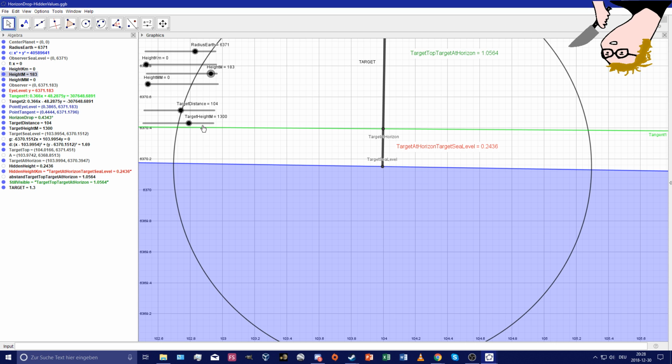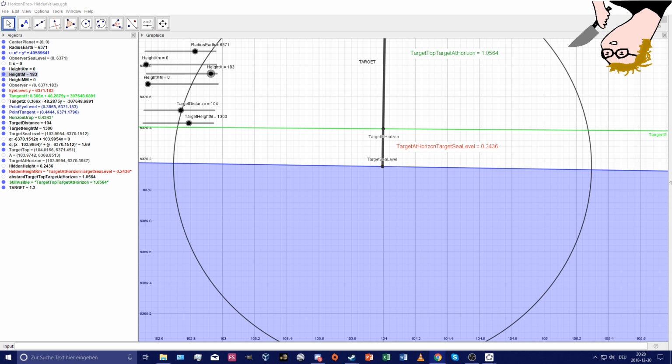Target distance 104 kilometers, target height 1,300 meters. No, not target height. Observer height 183 meters. Actually, let's do this live. So this is Metabunk curve calc.